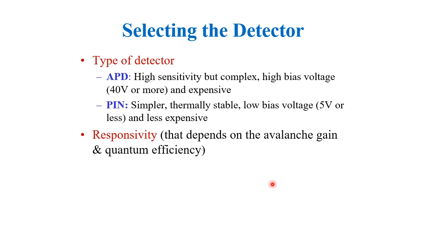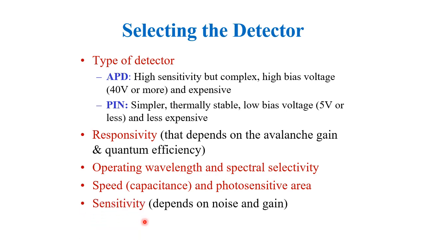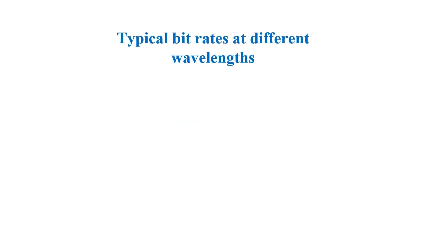What are the parameters responsible for the performance of the detector? Responsivity, which depends upon the gain as well as quantum efficiency. The next one is operating wavelength and spectral selectivity. Next is speed and photosensitive area. The last one is sensitivity, which obviously depends on noise and gain.